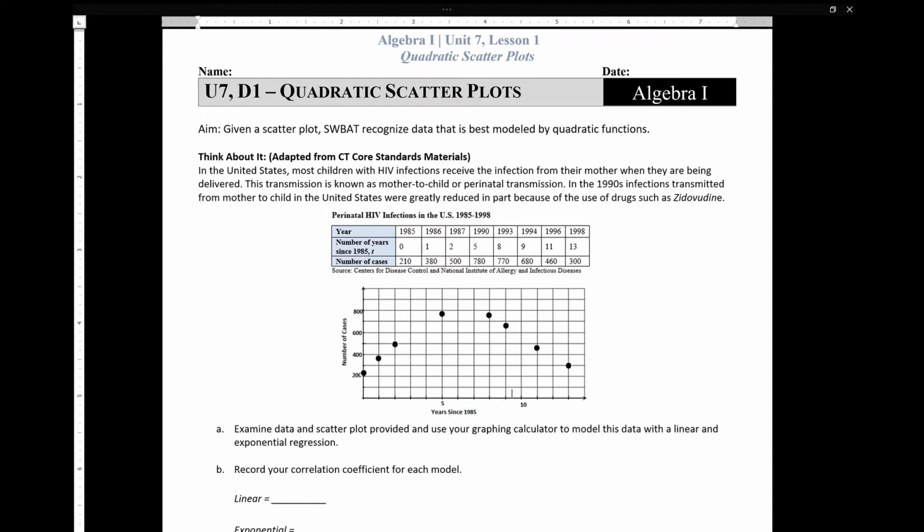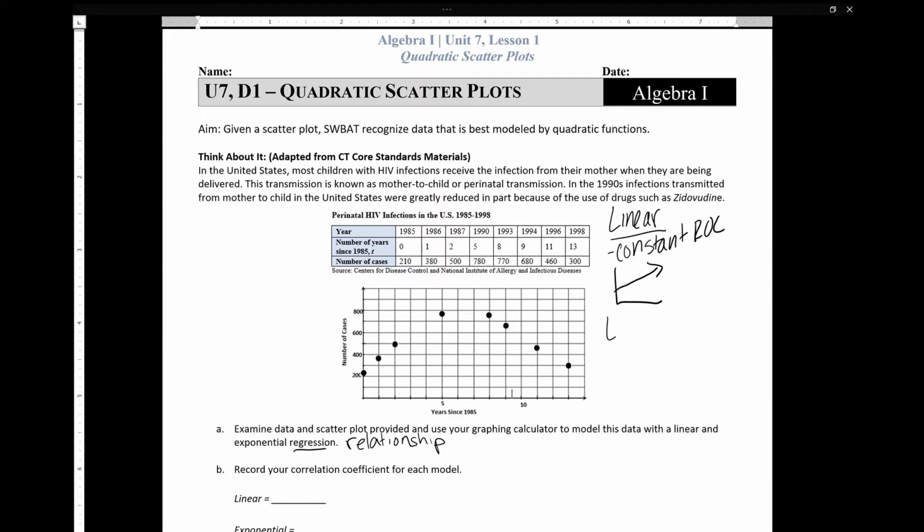Part A says, examine the data in the scatter plot provided and use your graphing calculator to model this data with a linear and exponential regression. Remember that the word regression is just referring to the relationship between our variables. In this case, our variables are the years and the number of cases of HIV. So because we probably don't have a graphing calculator at home, let's just look at the general shape of our data. A linear regression would have a constant rate of change, with the graph looking similar to a straight line.